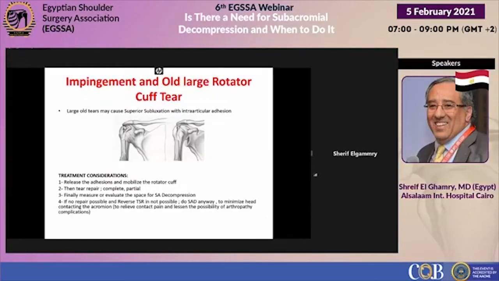The large old rotator cuff tears may cause superior subluxation with intra-articular adhesion. In treating these cases, considerations have to be made to release the adhesions and mobilize the rotator cuff, then do a tendon complete or partial repair, and finally measure or evaluate the space for subacromial decompression. If no repair can be made and reverse total shoulder is not possible, you do subacromial decompression anyway in order to minimize the head contacting the acromion, which may cause pain, and also to lessen the possibility of arthropathy complications.